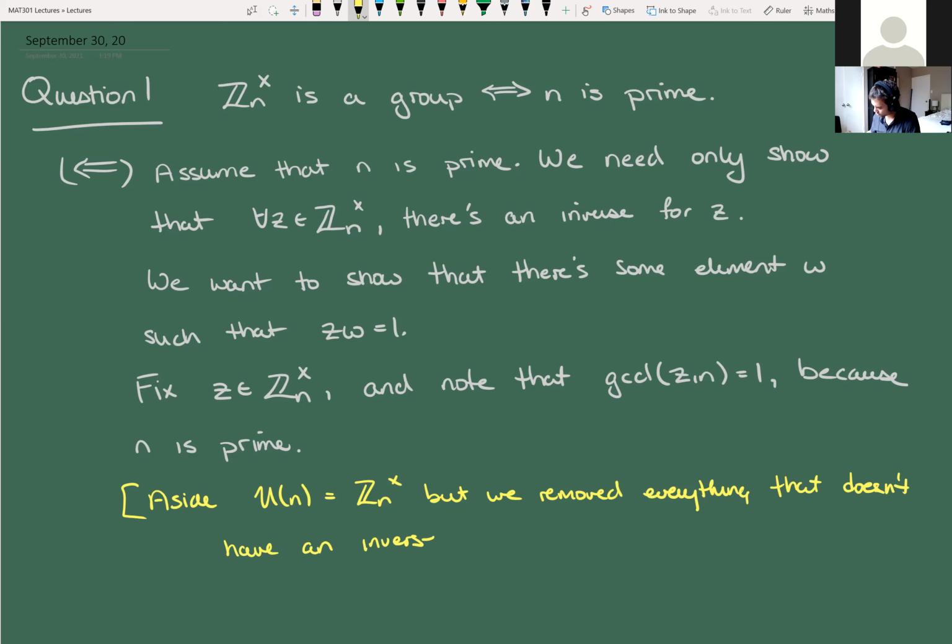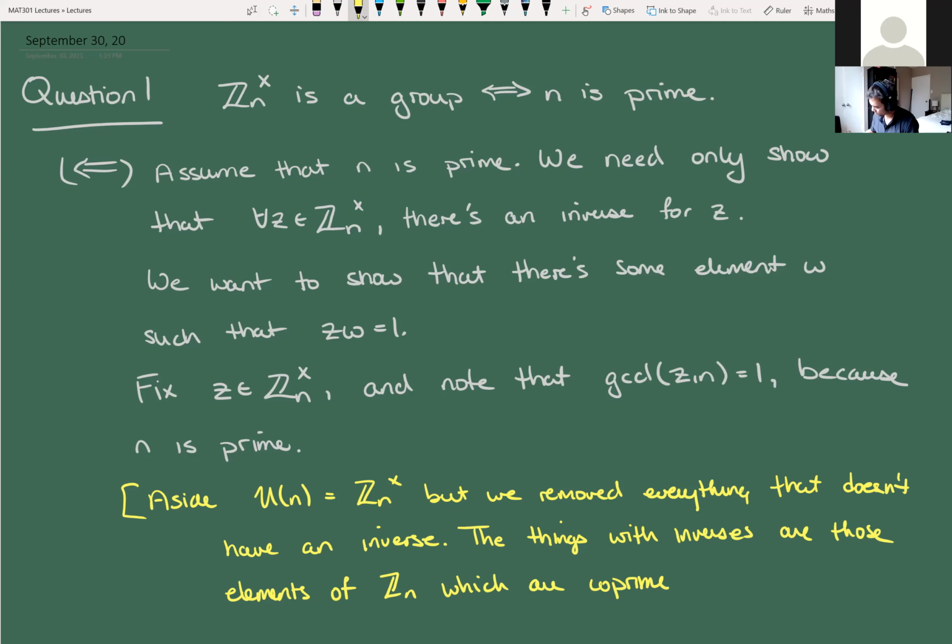Okay, and the intuition for this, which comes from that comment that I made earlier, is that the things that do have inverses are precisely the things that are co-prime to n. So the things with inverses are those elements of Zn which are co-prime to n. And so that's where my intuition for this is coming from.